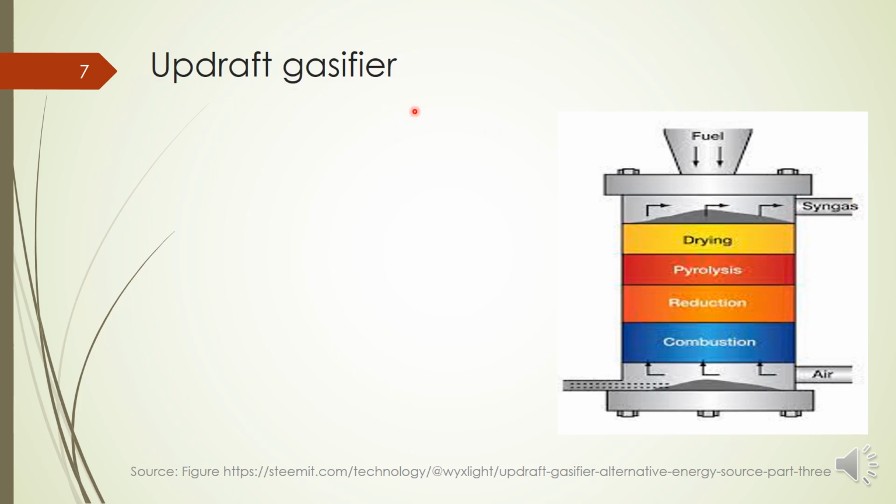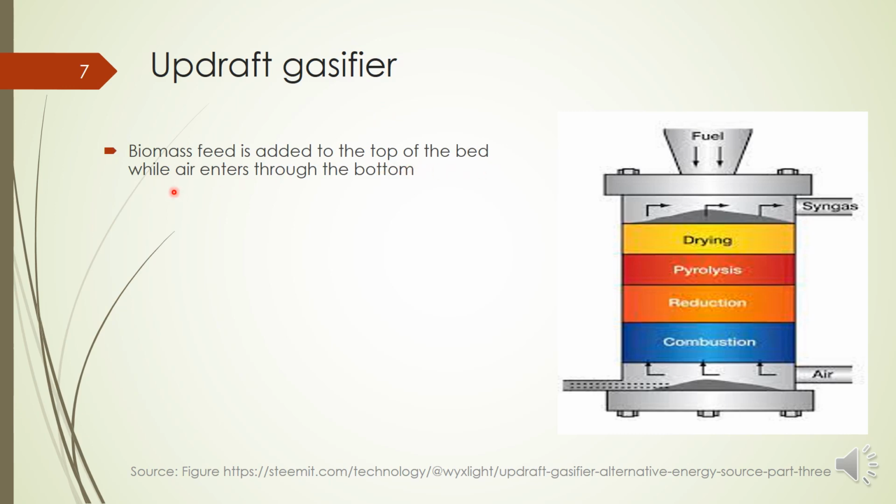So in an updraft gasifier, that is why it is known as updraft, the air is moving up. The biomass feed is added to the top of the bed, while air enters through the bottom. So they are in counter current direction, in the movement of solid and gas. The solid is moving from top to bottom, while the air and the gas are moving in the upward direction. So they are also known as counter current gasifiers because they are in opposite directions.